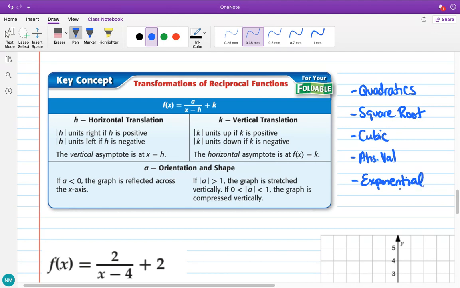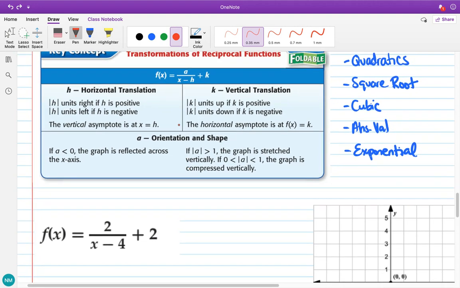I think that's it. Maybe I'm missing one or two, but we've done the exact same thing for all of these functions. It's literally the same ground rules. When you directly affect the x value, it goes right or left, the opposite of what you think it's going to do. When you directly affect the y or the entire function, it goes up or down. When you multiply the entire function by a value, it stretches it or shrinks it, and it flips it. It can reflect it over the x-axis. Okay, all the same rules.